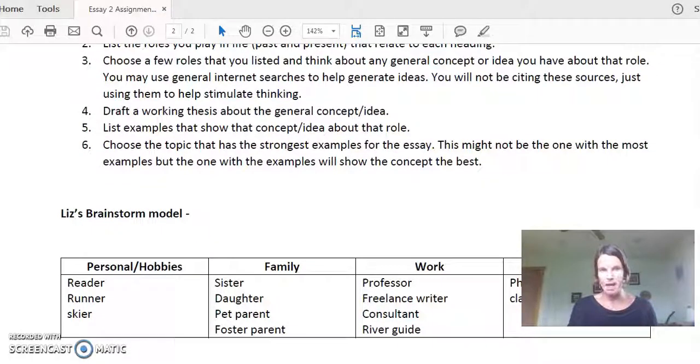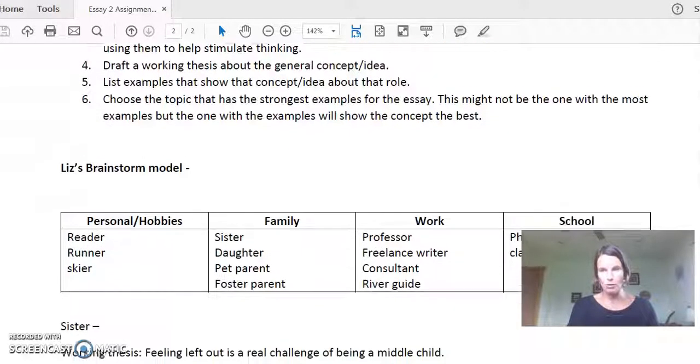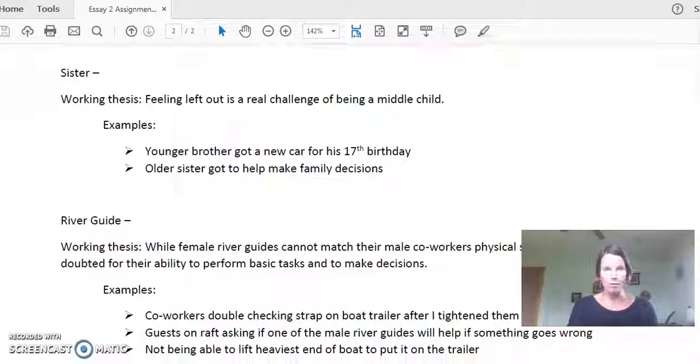Remember, the thesis is the main idea of the whole essay about the general concept or idea. So if we scroll down, working thesis for sister, I thought about the concept of middle child, because I am a middle child. I have an older sister and a younger brother, and I was actually just at a family reunion, so that was fresh on my mind. And there's such a thing called the middle child syndrome. And so my working thesis, which means we'll probably revise this a little bit, I don't know that this is the thesis, but it's a good starting place, is that feeling left out is a real challenge of being a middle child.